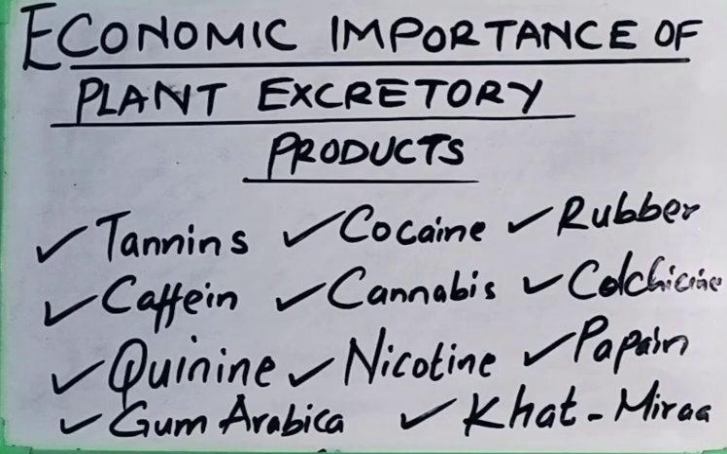We have tannins, we have caffeine, there is quinine, gum arabica, cocaine, cannabis, nicotine, Khat or Miraa, rubber, colchicine, and papain. Have somewhere to write as we go through each and every excretory product.